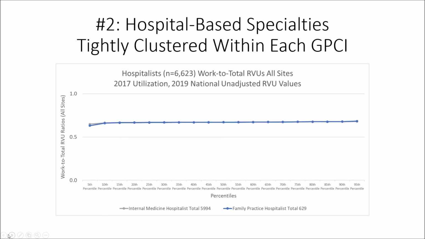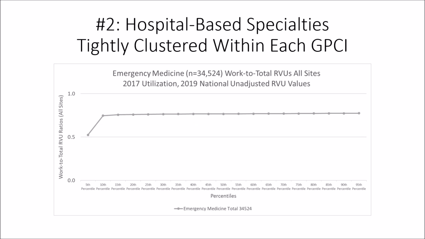The second major observation from the provider utilization and RVU data is that within each geographic locality, the ratio of work to total RVUs is extremely tightly clustered among physicians in hospital-based specialties. This chart shows the range of work to total RVU ratios for this sample of over 6,000 hospitalists is nearly entirely flat and uniform between the 5th and 95th percentiles. Emergency medicine also demonstrates an extremely flat distribution of work to total RVU ratios for over 34,000 physicians in this sample between the 10th and 95th percentiles.